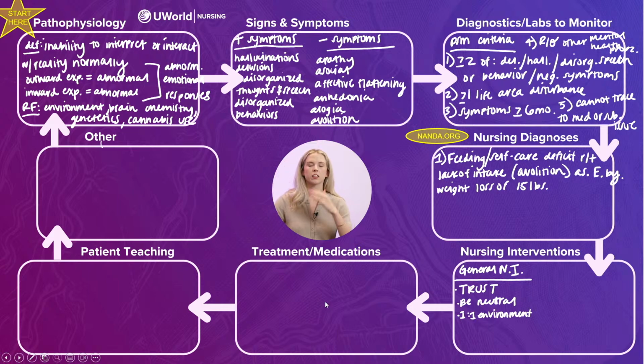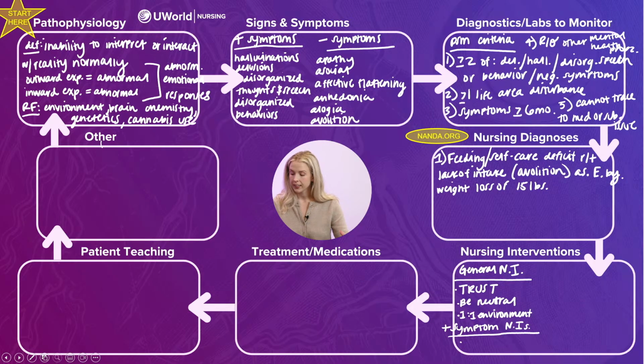Alrighty, just making a slow transition. And now we're going to look at our nursing interventions for our positive and our negative symptoms. So for our positive symptom nursing interventions, we are going to want to make sure we manage active hallucinations. And how do we do this?